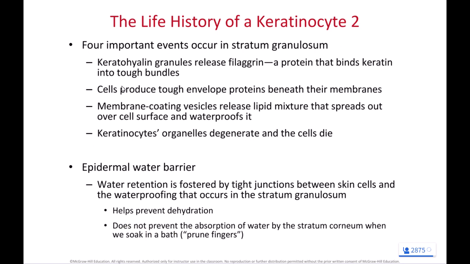Let's talk about our stratum granulosum. Those keratinocytes, when they make it to the stratum granulosum, are going to be bound together. So the keratin that's present within the cell is bound together. And we're also going to have some envelope proteins on their membranes as well. So the cells in that layer get attached to each other, and the proteins within the cells get attached to each other. We're also going to have some waterproofing added as well.